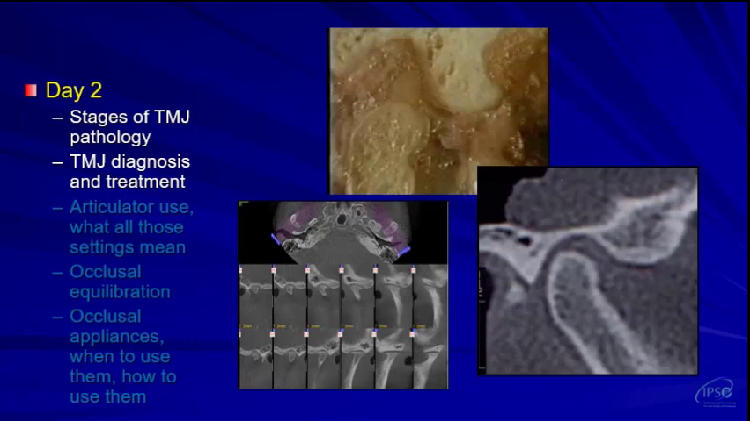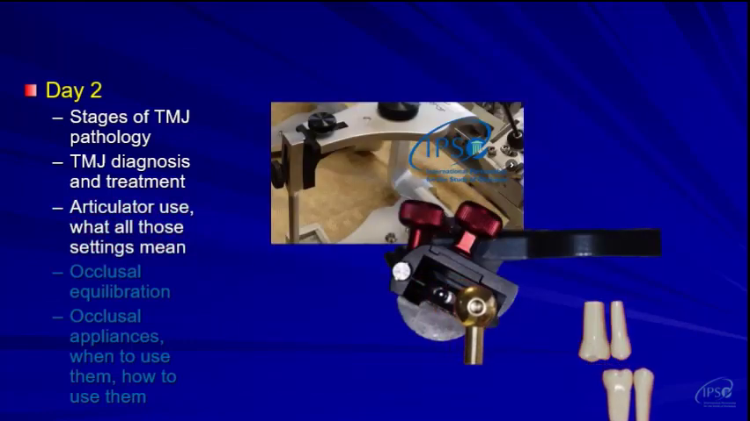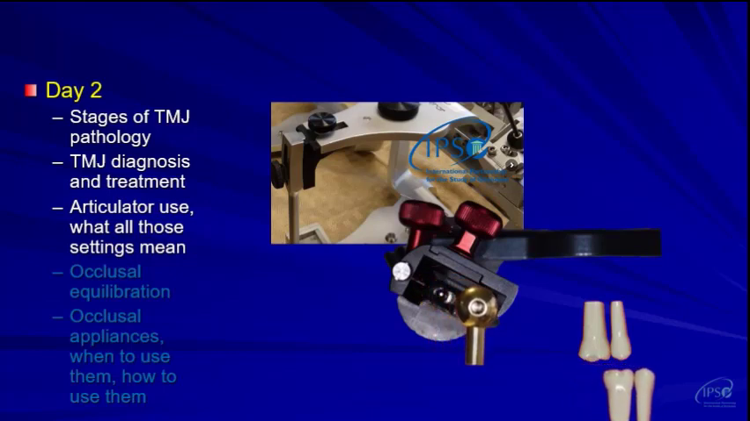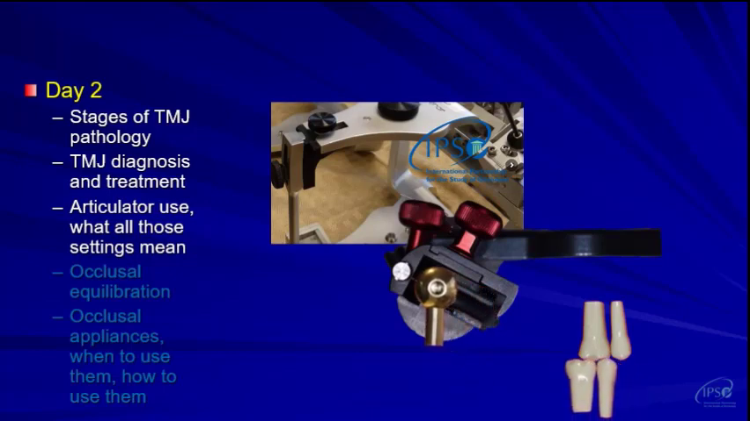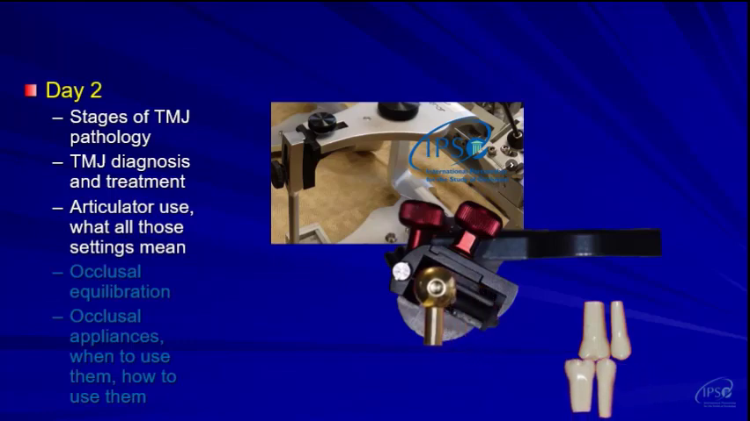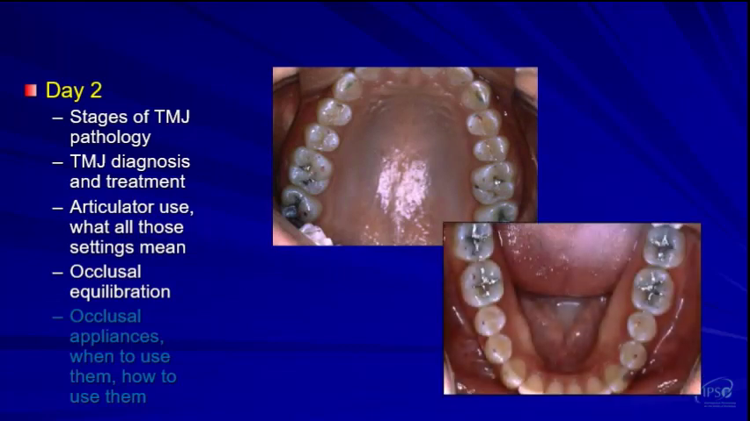You'll get a better idea, a better understanding of articulators and what all those settings mean. You'll begin to get an appreciation for how all those settings can help you diagnose better and how they influence your dentistry. The most conservative definitive occlusion care is the occlusal equilibration, and you'll be completing an equilibration on standardized mounted casts.